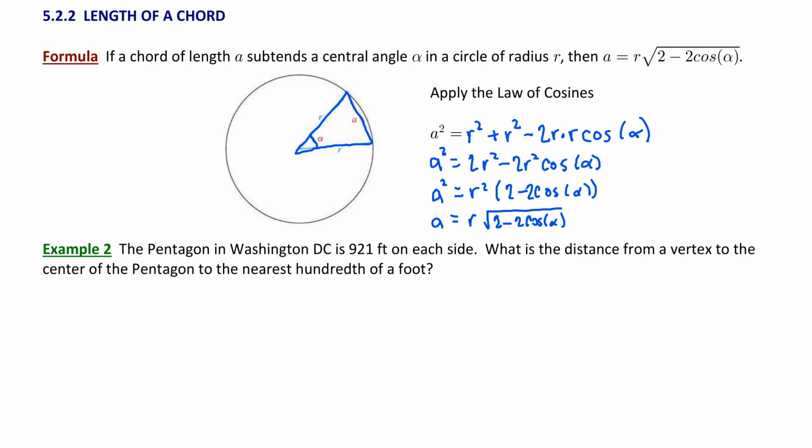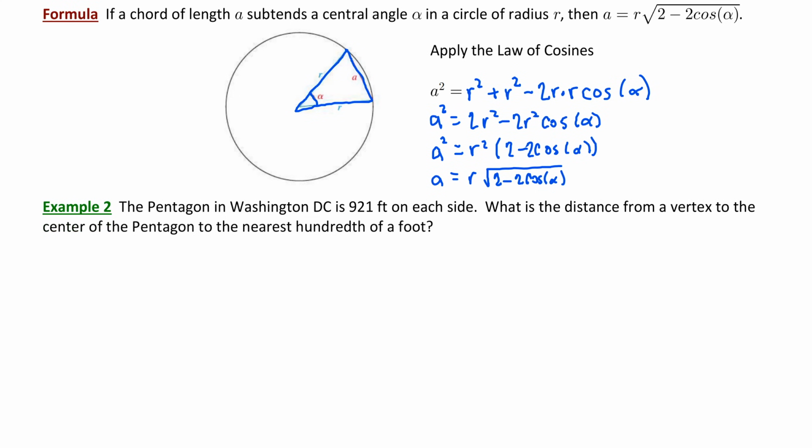So this is an interesting connection between geometry and trigonometry. The relationship here is the law of cosines. Now, it's not absolutely necessary that you memorize this formula for the length of a chord. You can certainly solve that type of problem simply by applying the law of cosines, but it's an interesting relationship to recognize. Let's try example 2.